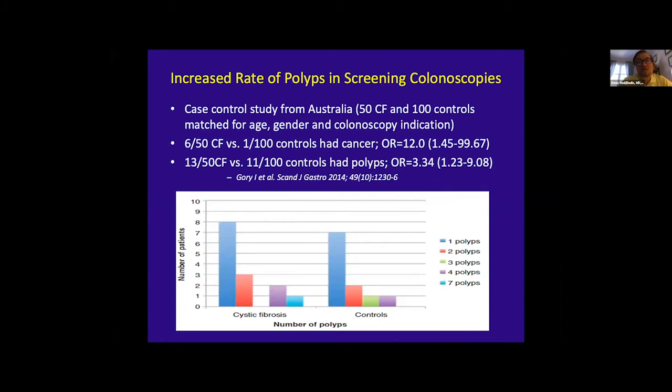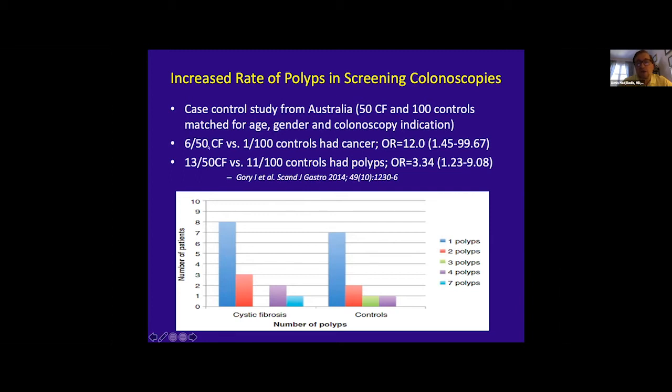So we talked about cancer, but how does that cancer form, especially in the colon, which is the most common one. So there have been a few studies to look at colonoscopies and whether they find more polyps in patients with CF. So the first one was the study from Australia that looked at 50 patients with CF and matched them to 100 controls for age, gender, and colonoscopy indication. That meant that if they got it for constipation, both the controls and the cases got it for constipation. If they got it for bleeding, they got it for bleeding.